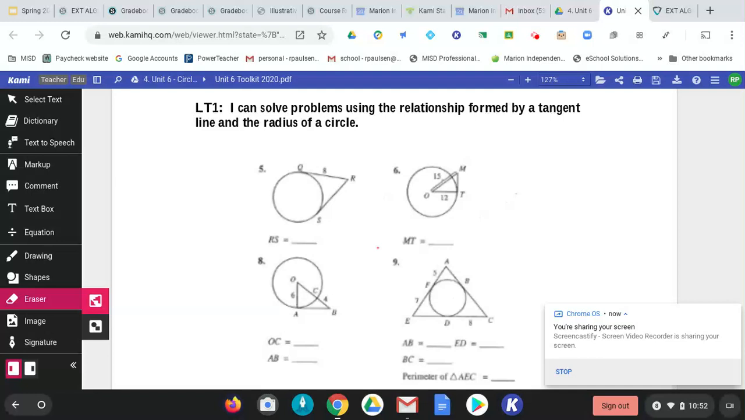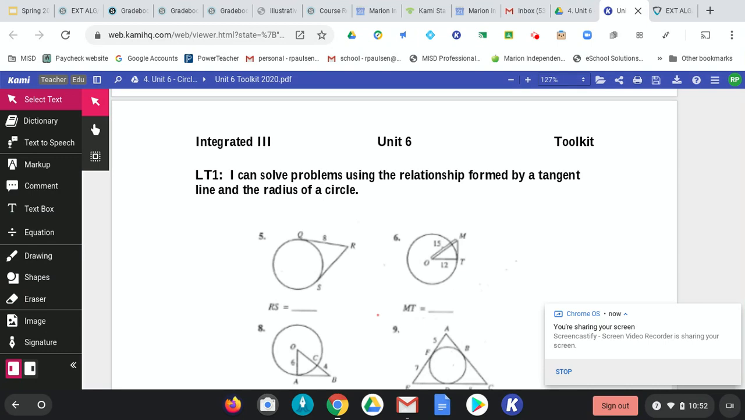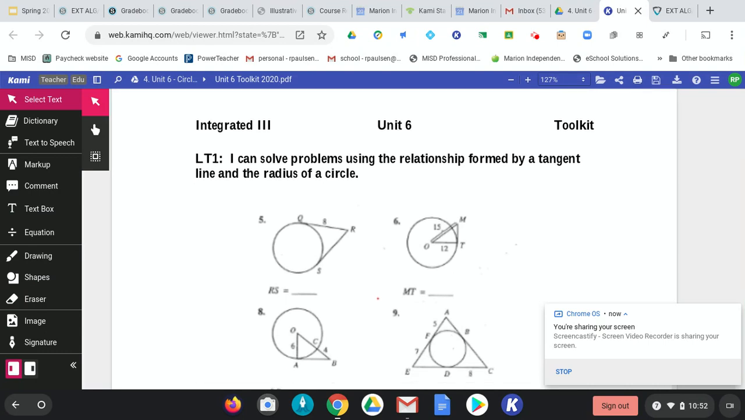Right, today we're going to talk about the toolkit for this unit. This is the Unit 6 toolkit that is shared with you. So if you want to print this or just take notes on the side, if you don't have printer capabilities, that's fine as well. It shouldn't matter either way, just so that you get some notes.